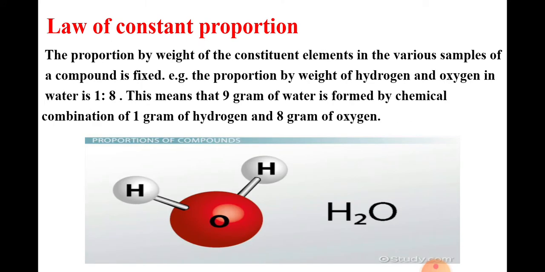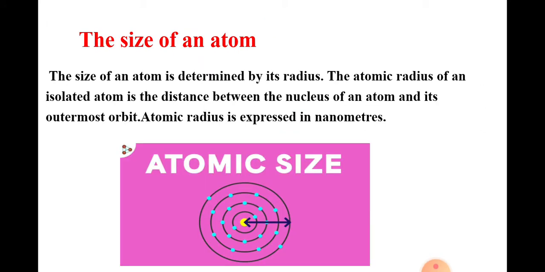Law of constant proportion. The proportion by weight of the constituent elements in the various samples of a compound is fixed. For example, the proportion by weight of hydrogen and oxygen in water is 1:8. This means that 9 grams of water is formed by the chemical combination of 1 gram of hydrogen and 8 grams of oxygen.